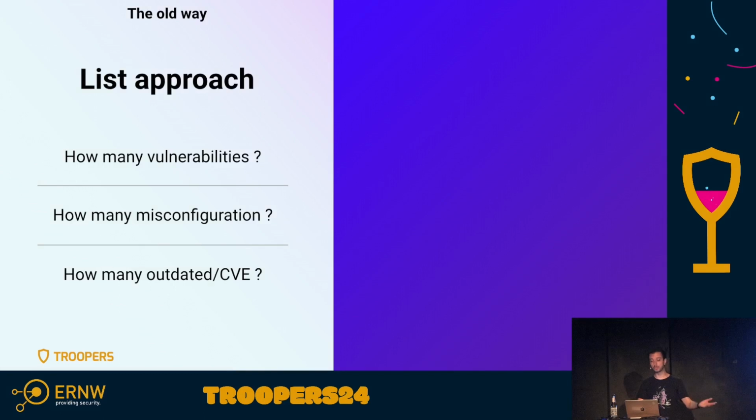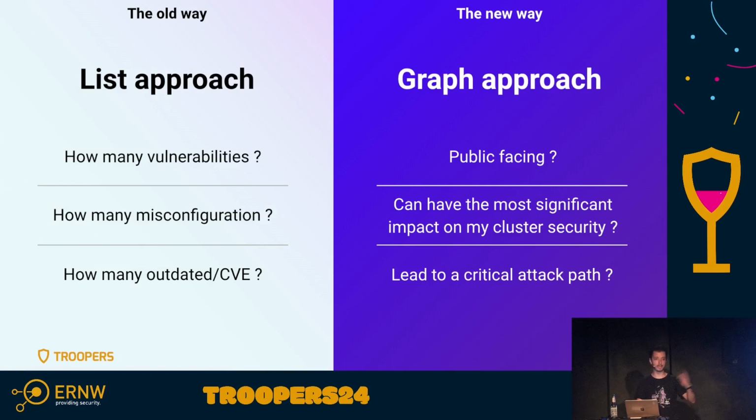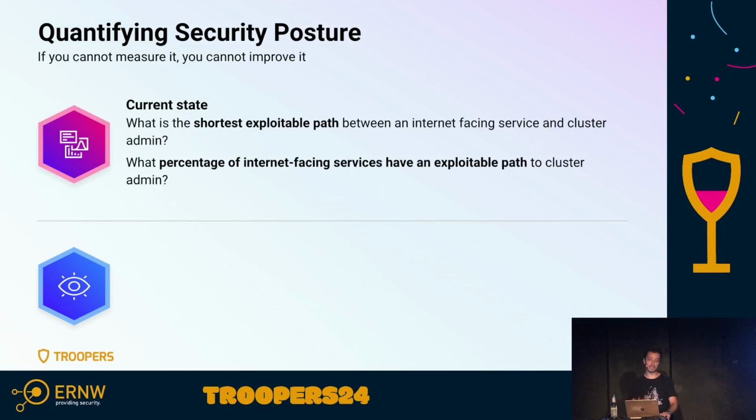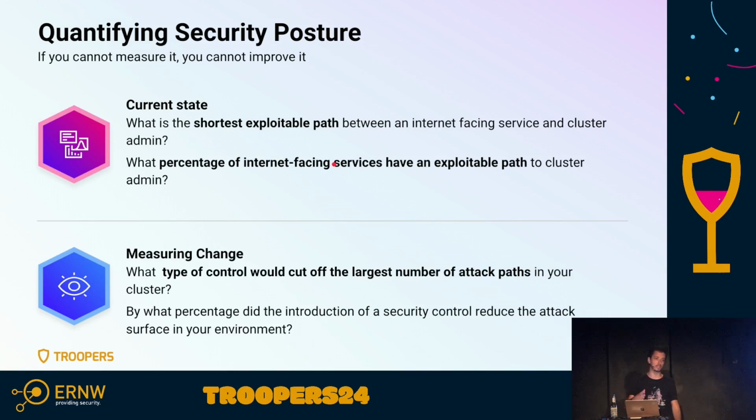The goal is to shift from a list approach, like counting how many vulnerabilities or CVEs, to the newer graph approach, where you can get concrete information that makes a lot more sense than the traditional way. By having the security posture for the current state, we can also measure how it changes over time. If we know the percentage of internet-facing assets that are exploitable, we can measure it over time, if we can do it at one specific time.